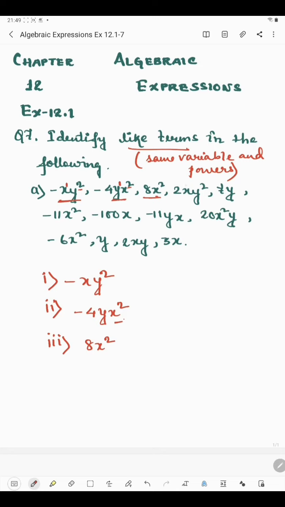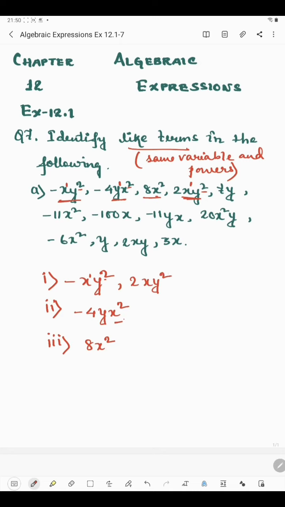Now we have 2xy square. Now we'll check whether we have got the same variable or not. See, xy square, where is it? Here the power of x is 1 and power of y is 2, and in this term power of x is 1 and power of y is 2, so it's same. So since minus xy square and 2xy square is same, we will put this together.